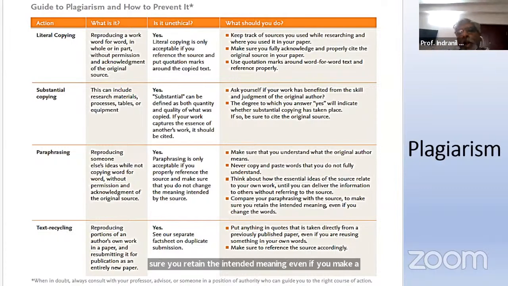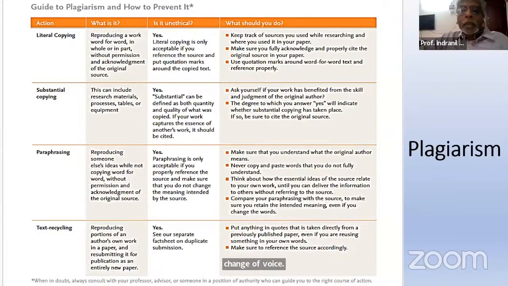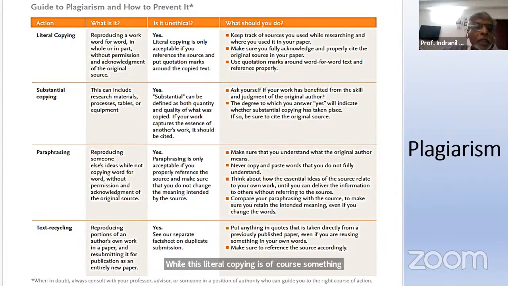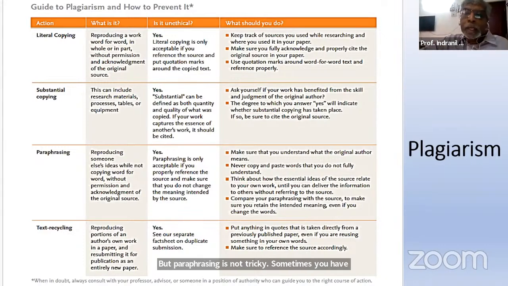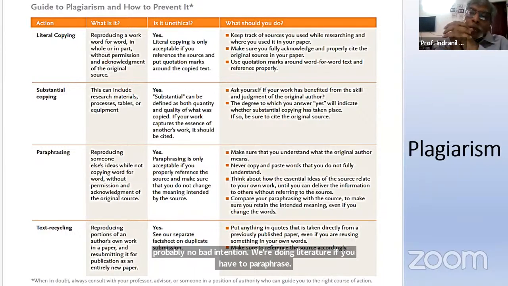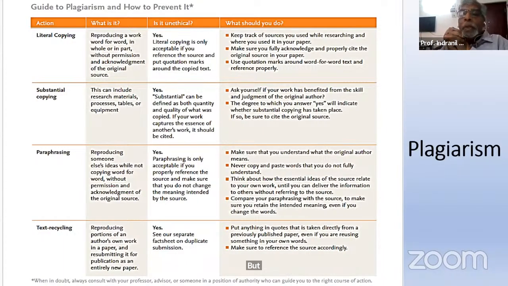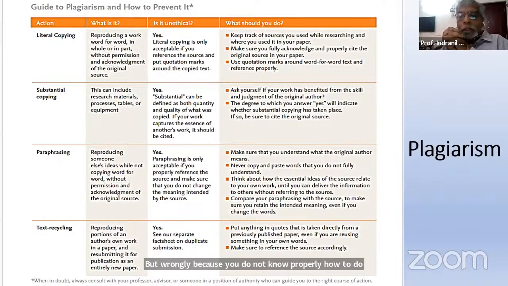While literal copying is, of course, something truly disastrous, substantial copying is also, but paraphrasing is more tricky. Sometimes you have probably no bad intention. You are doing a literature review, you have to paraphrase, but wrongly, because you do not know properly how to do such paraphrasing, you end up doing wrong things. So that is what we must avoid.